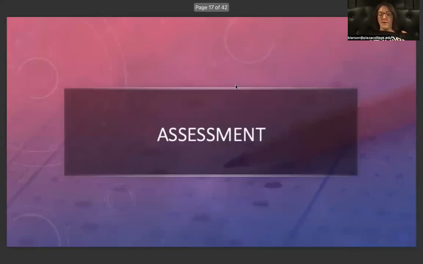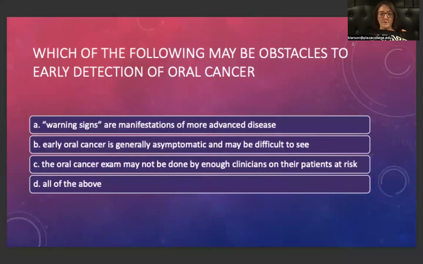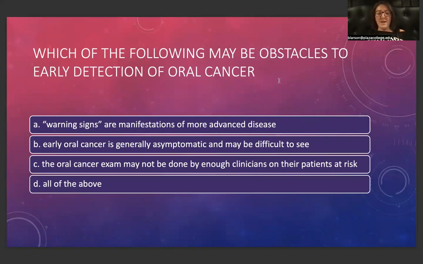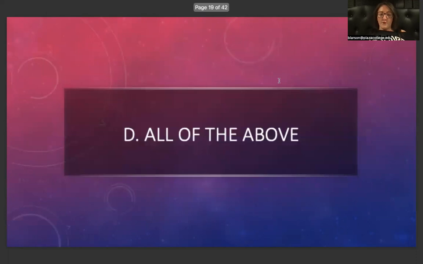So this is just a little bit of an assessment just to go over what we discussed. Which of the following may be obstacles to early detection of oral cancer? Warning signs or manifestations of more advanced disease. Early oral cancer is generally asymptomatic and may be difficult to see. The oral cancer exam may not be done enough by clinicians or their patients at risk, or all the above. The answer is all the above. We want to make sure we know all of those.